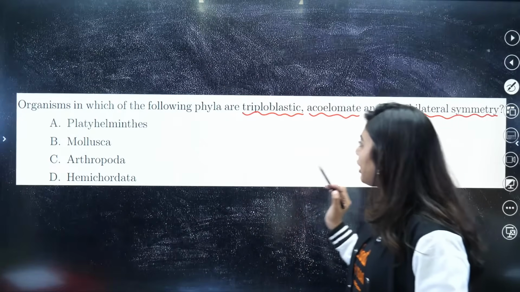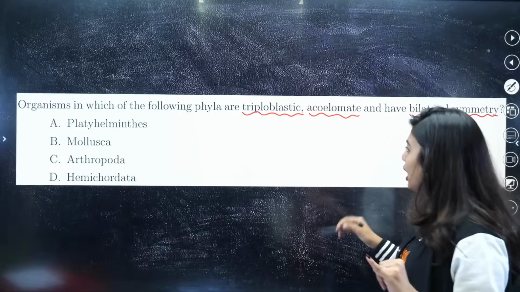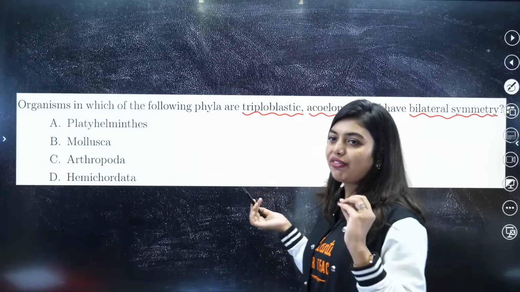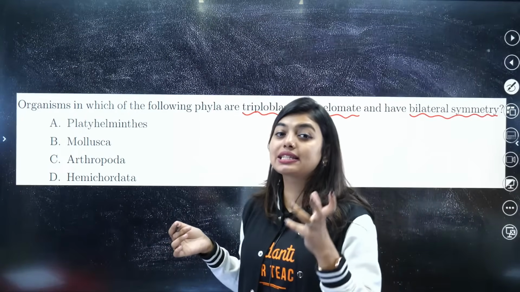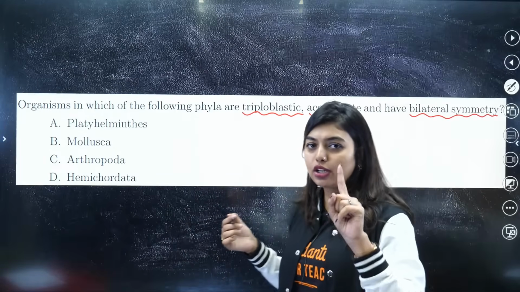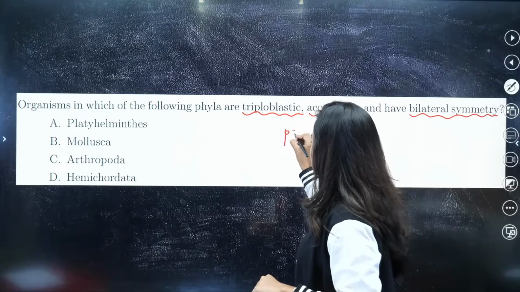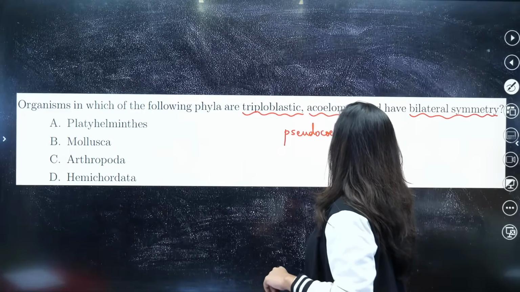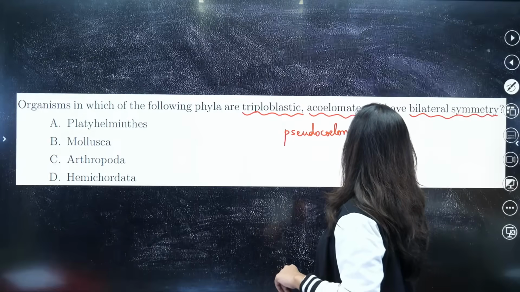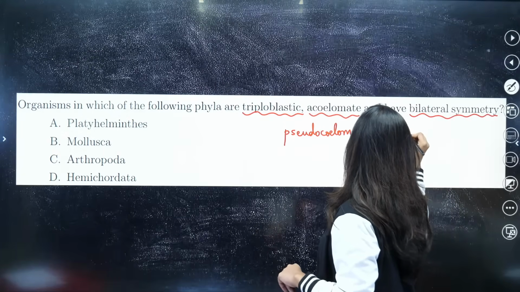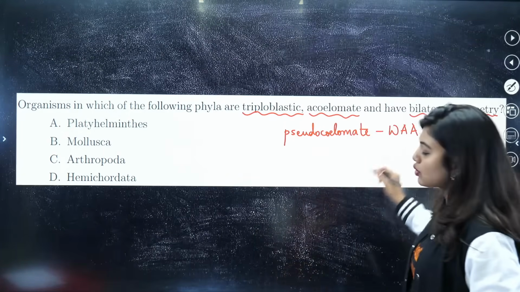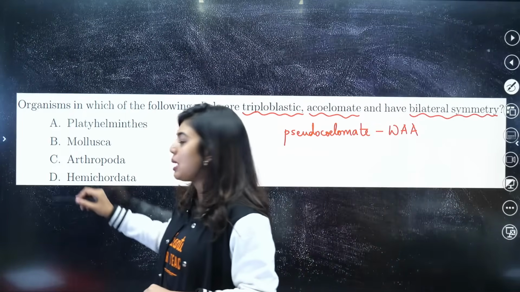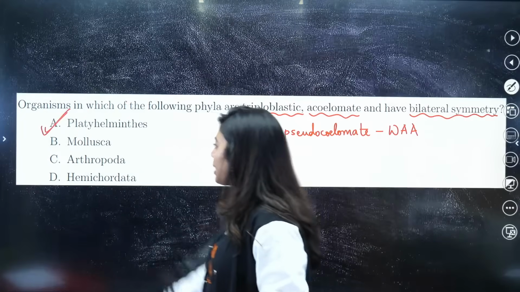Organisms, which of the following phyla are triploblastic, acoelomate, and bilaterally symmetrical? You know that the only phylum which is pseudocoelomate is Aschelminthes. You can remember it as VA: Wuchereria and Cyclostoma and Ascaris. This is a way to remember the examples. The answer is Platyhelminthes.